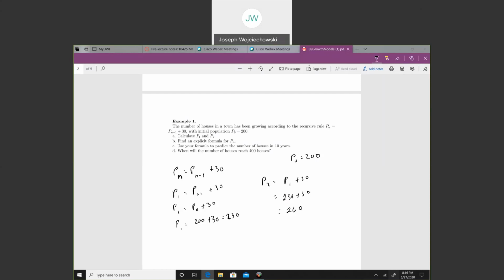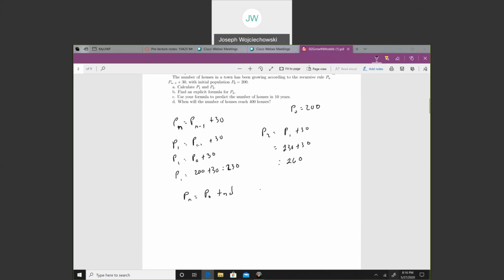Now, find the explicit formula. The explicit formula is p sub n is equal to p sub 0 plus nd. So in this case, p sub n would equal p sub 0, which is 200, plus n, we don't know, but we do know d is 30. So there's p1, p2, and there's our explicit formula.